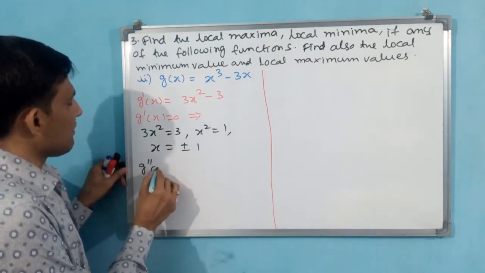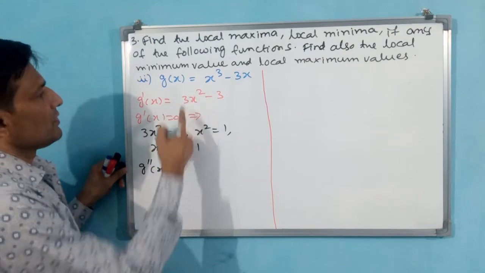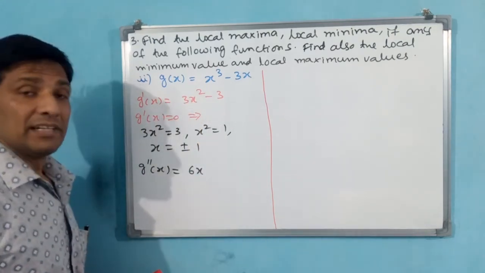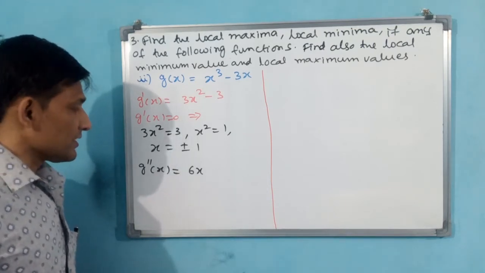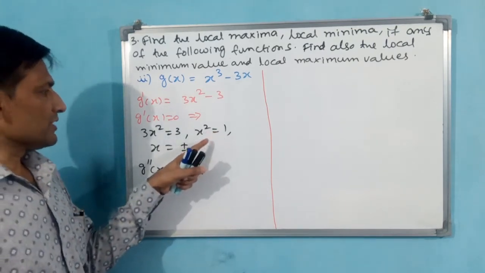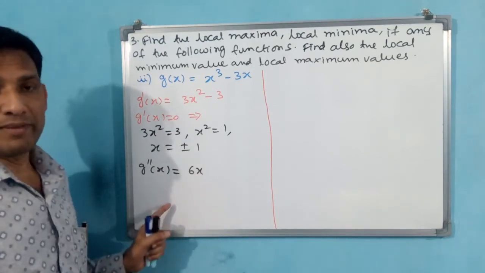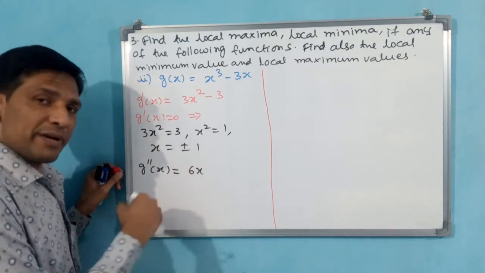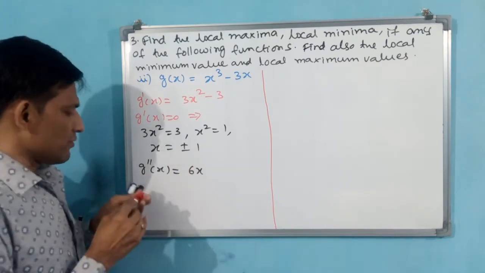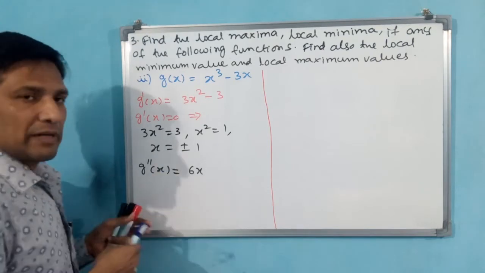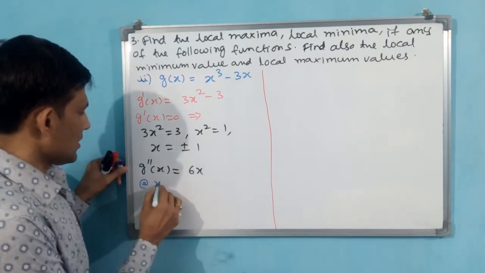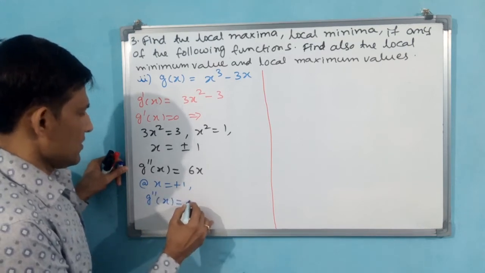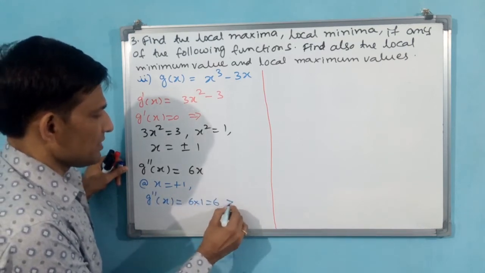Second derivative, g double dash x is equal to 6x. That's all. 6x. You have to substitute this critical point value, then only you can know whether this is a local minima or local maxima. Here two values are there, then separately two values you have to substitute. First I am substituting plus 1. At x is equal to plus 1, g double dash x is equal to 6 into 1, that is equal to 6, which is greater than 0.